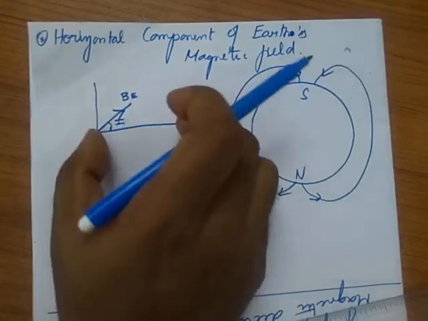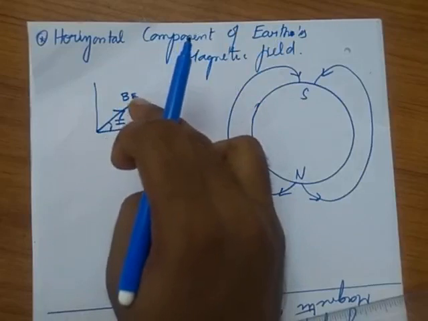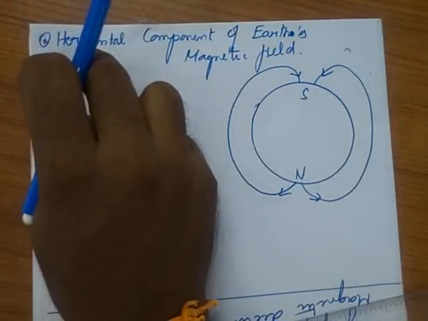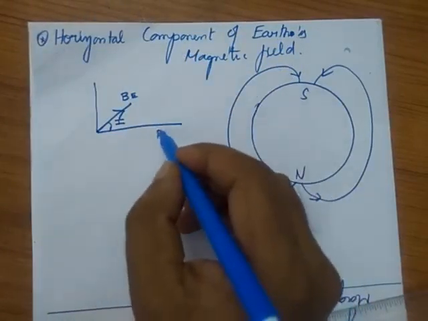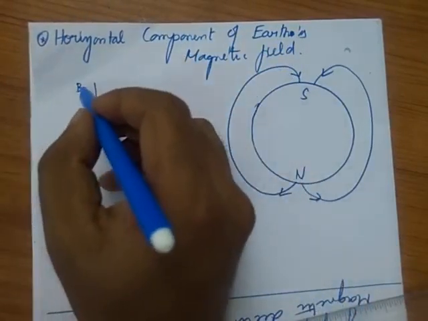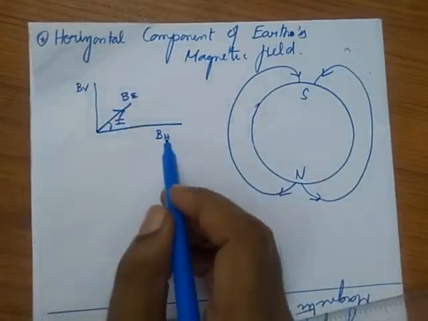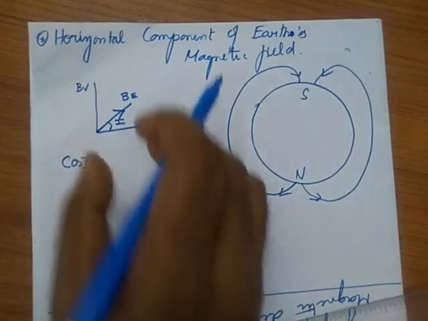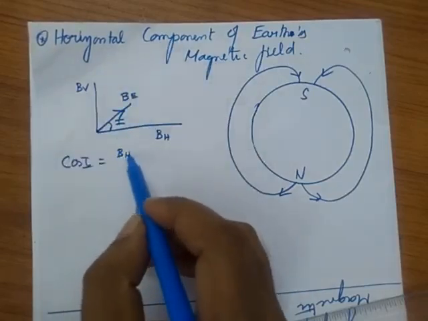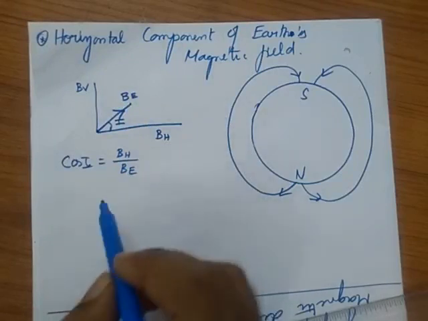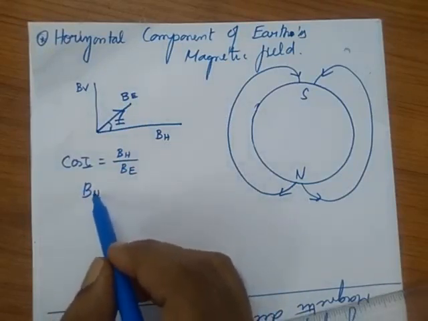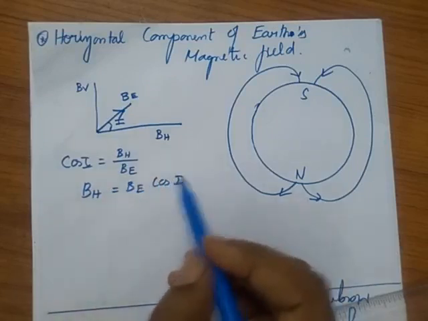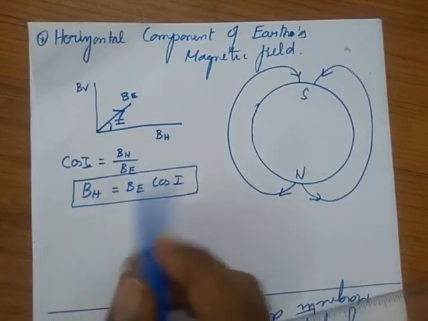BE is the net magnetic field, and it is split into two: one is the horizontal component, the other is the vertical component. The horizontal component is represented as BH and the vertical as BV. We know cos I equals adjacent side by hypotenuse, which is BH by BE. So the horizontal component of the earth's magnetic field is BH equals BE cos I.